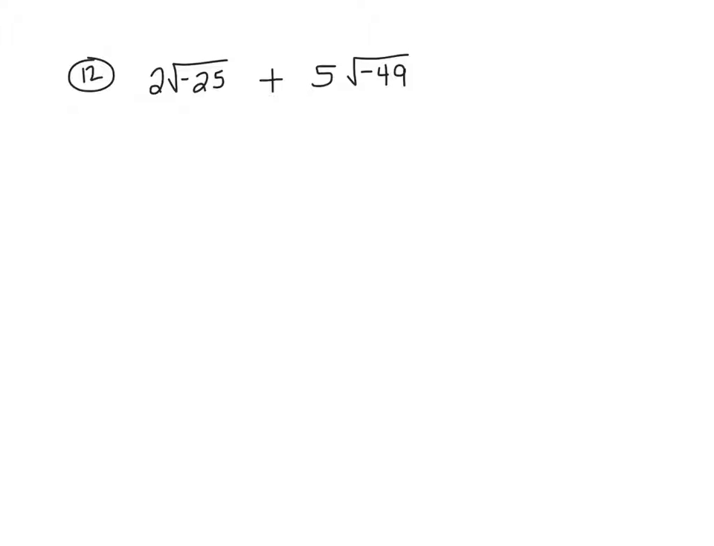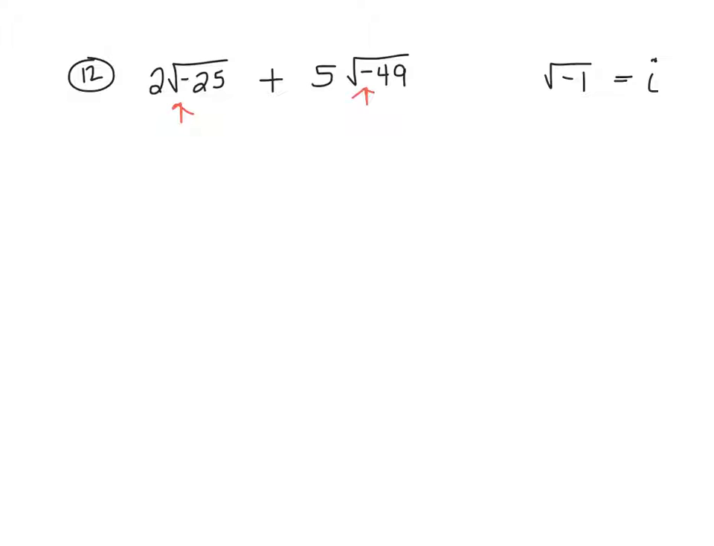Now this problem, question 12, says 2 times the square root of negative 25 plus 5 times the square root of negative 49. The first thing we need to notice is that there's a negative sign underneath the square root bar. And we need to recall that the square root of negative 1 equals the letter i. So to get rid of the negative sign underneath the square root, all we do is put an i outside of the square root or next to it.